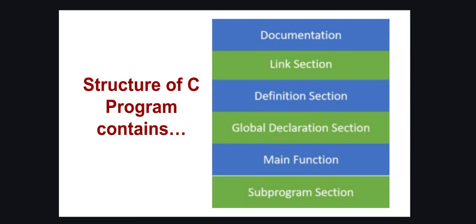The structure of C program includes several sections, namely documentation, link section, definition section, global declaration section, main function, subprogram section. So each and every section has its own importance. Now we are going to understand about each and every section in more detail.